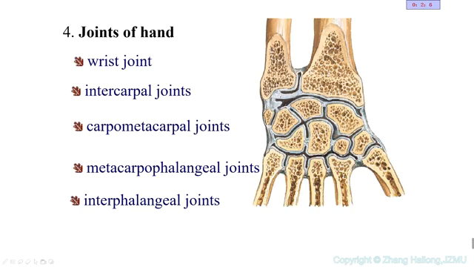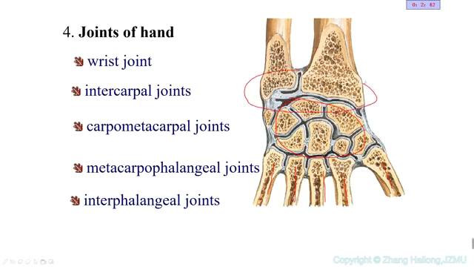Okay, now let's see the joints of the hand. This part is only to listen to, you don't need to master any of it. You only need to know how they connect to each other to form the joints. First, in the bone part, we studied the bones of the hand. The bones of the hand include the carpal bones. Here are the metacarpal bones, and this part is the phalanges. Okay, so the first joint is the wrist joint.